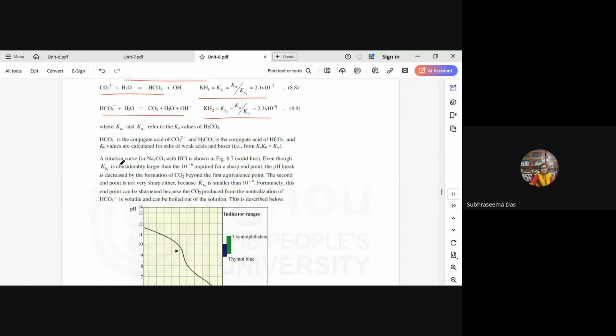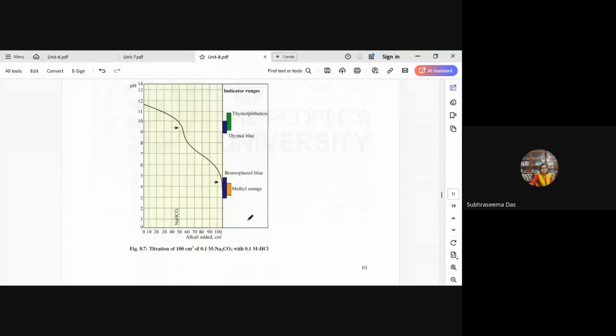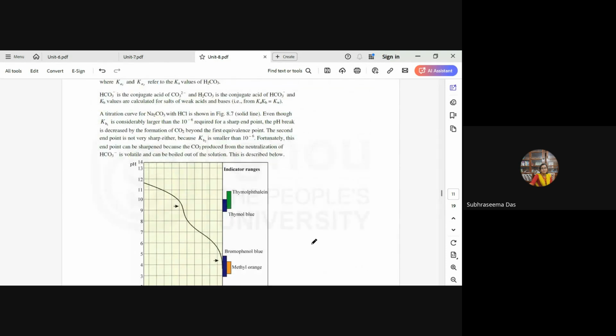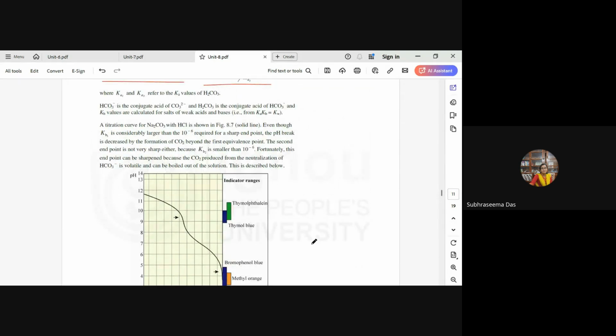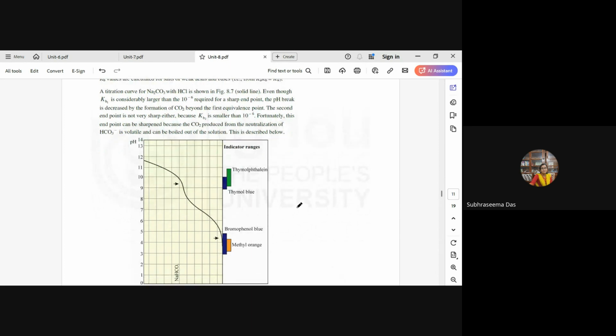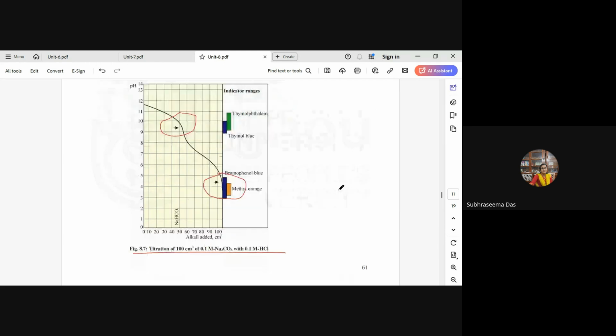Here the titration curve for Na2CO3 and HCl is shown in figure 8.7, in the solid line. Even though Kb1 is considerably larger than the required 10 to the power minus 6, the pH break is decreased by the formation of CO2 beyond the first equivalence point. The second endpoint is very sharp, comparatively sharper than the first one, because the CO2 produced from the neutralization of H3O+ is volatile and is boiled out of the solution.